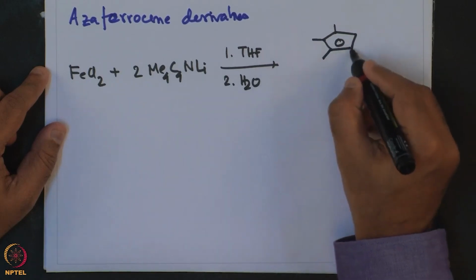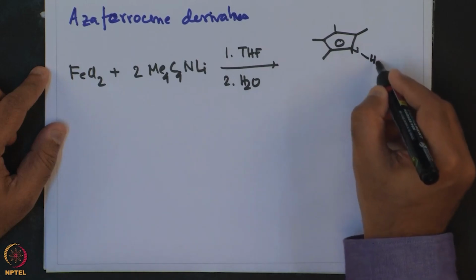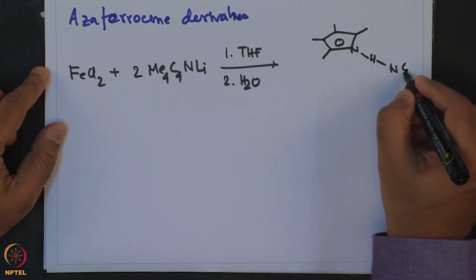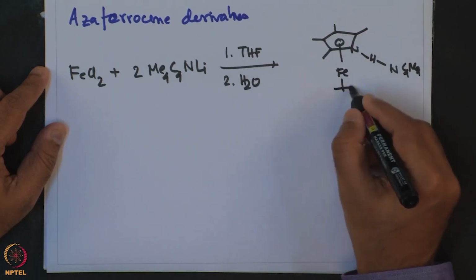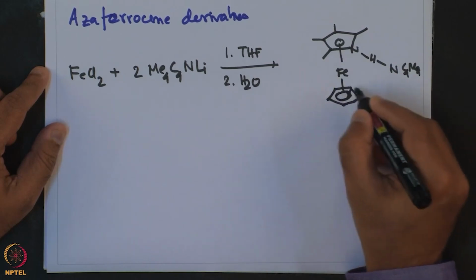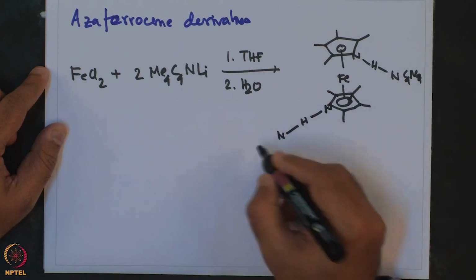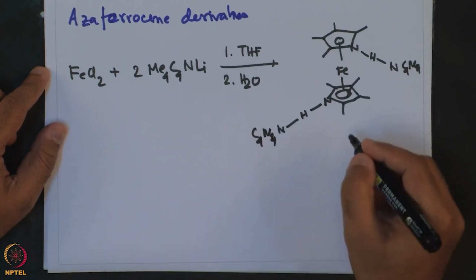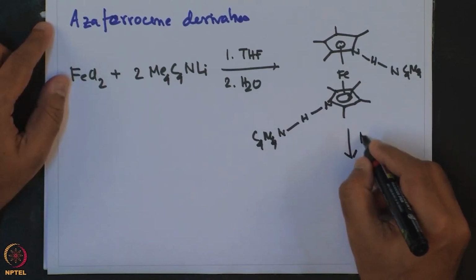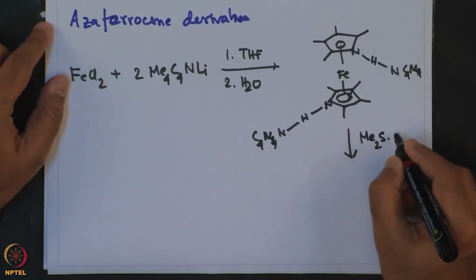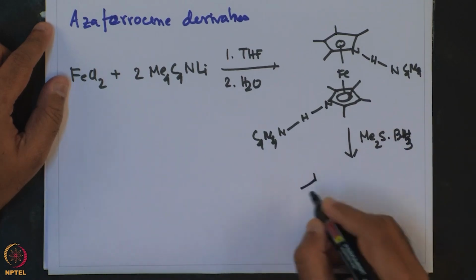tetramethyl N-H, that is HNC4Me4. So, these are tetramethyl pyrroles, and then this, when treated with Me2S·BH3, gives this azaferrocene.